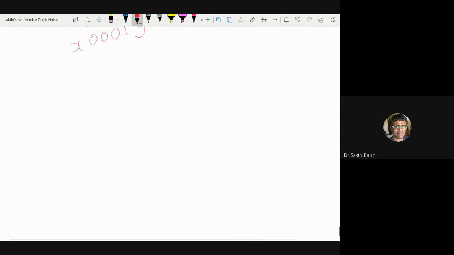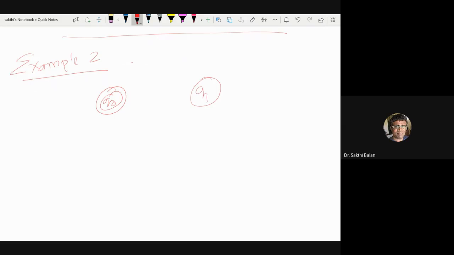Now let me take another example for you, which is also a very interesting example. So example 2. So this is a quite interesting example. So Q0 is your start state, and there is another state called Q1, and there is another state called Q2, and there is another state called Q3.